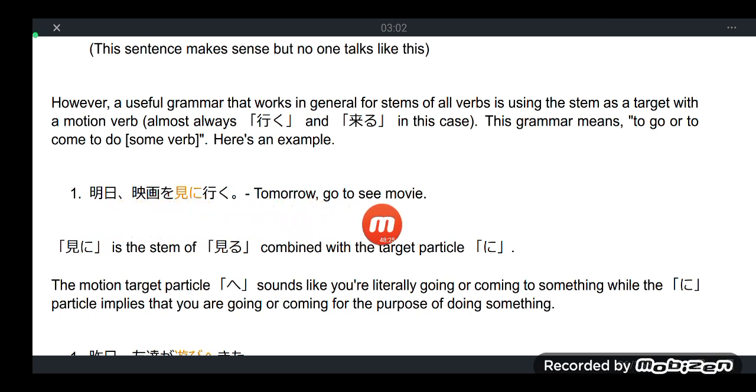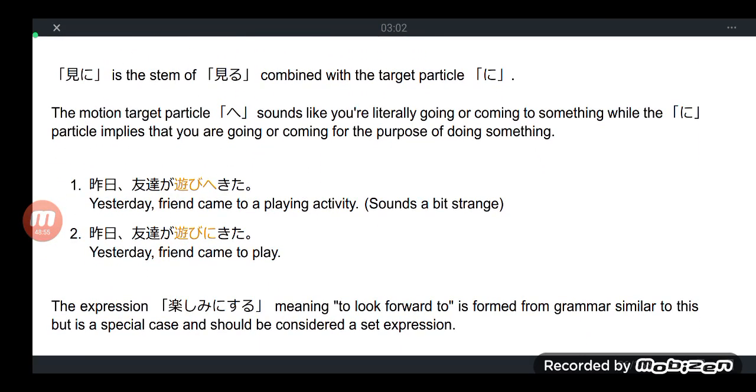Ashita eiga wo mini iku, meaning tomorrow I will go to see a movie. That's the purpose of going. What's the purpose? Mi, see a movie. Eiga wo mini iku. So the purpose of iku is to see a movie. Mini is the stem of miru, combined with the target particle ni. The motion target particle sounds like you're literally going to or coming to something, while the ni particle implies that you're going or coming for the purpose of doing something.